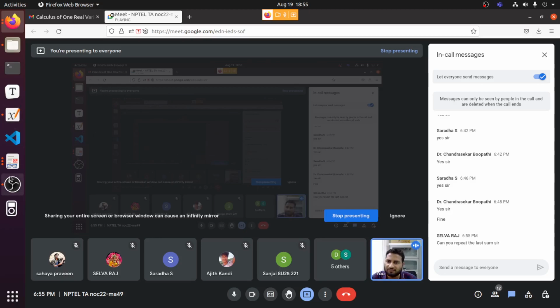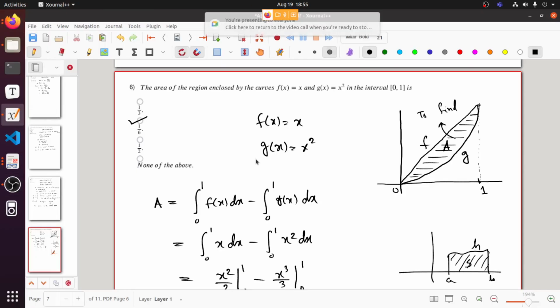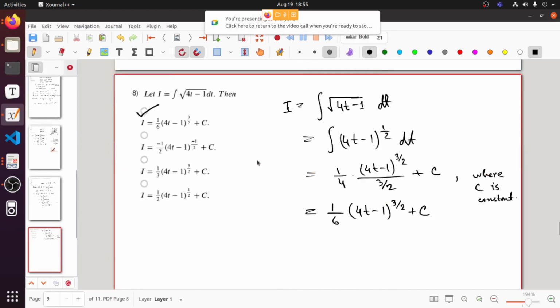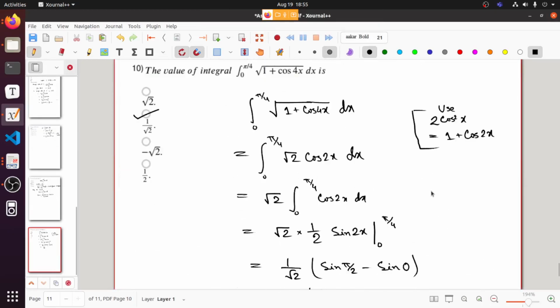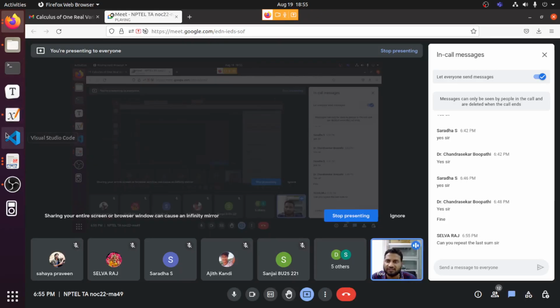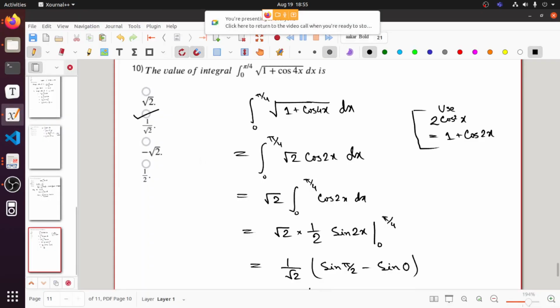Means the integration. Question number 10. This one. You have to find the value of this integral, 0 to pi by 4 integration of square root of 1 plus cos 4x. So you use this: what is 1 plus cos 2x? It is 2 cos square x. Here it is given 1 plus cos 4x.